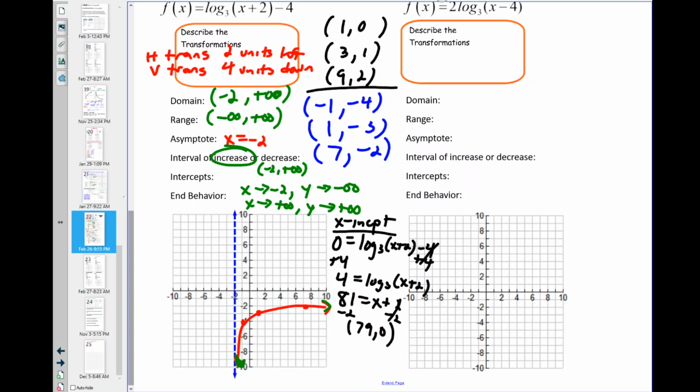Convert to exponential, so it's 3 to the 4th power, that gives me 81, and then that allows the x plus 2 to break free. So one intercept is at 81, 0. Now the y-intercept.